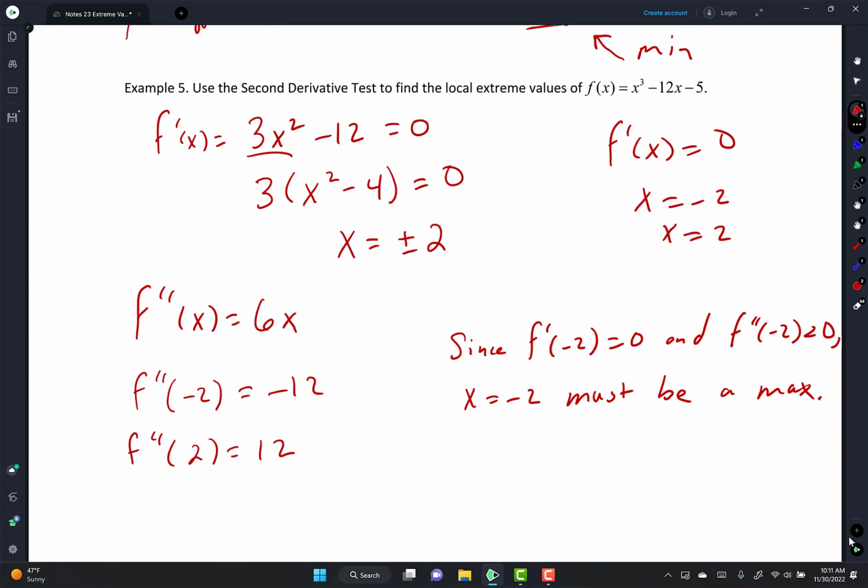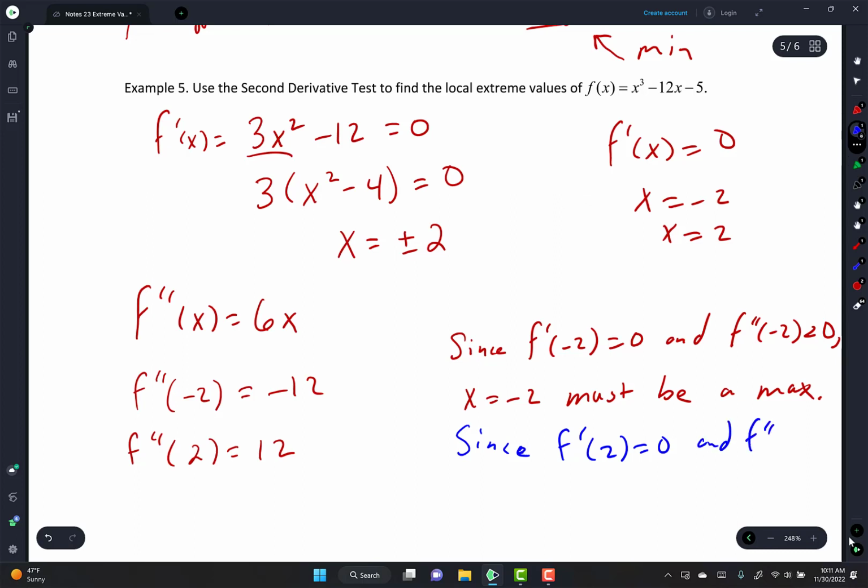I'm going to write my next statement. I'm going to change my colors, and I'm going to write: since f prime of 2 equals 0 and f prime prime of 2 is positive, x equals 2 must be, and let's visualize it, concave up, and I have a horizontal tangent. So that must be a minimum.